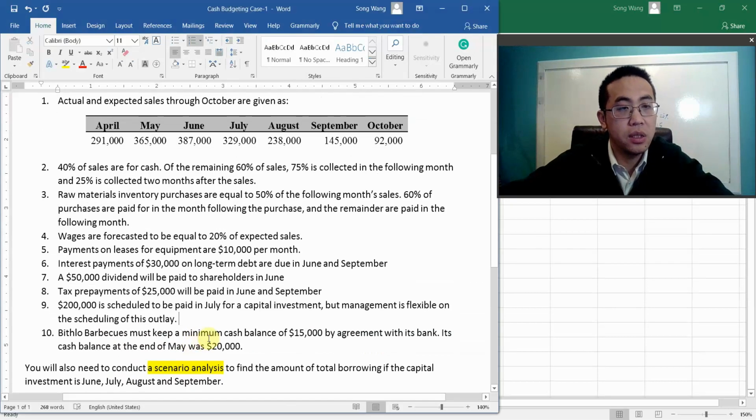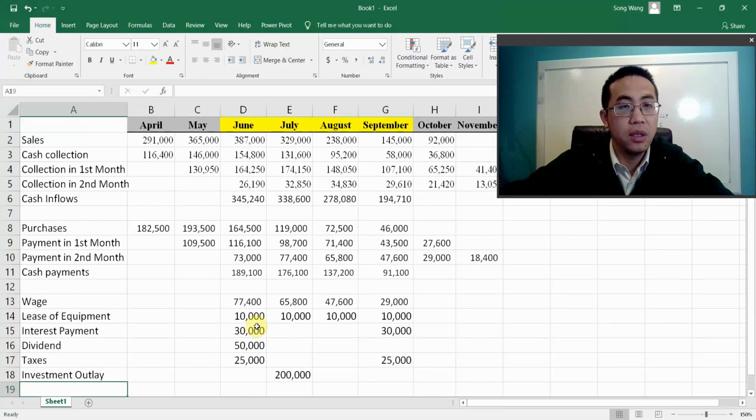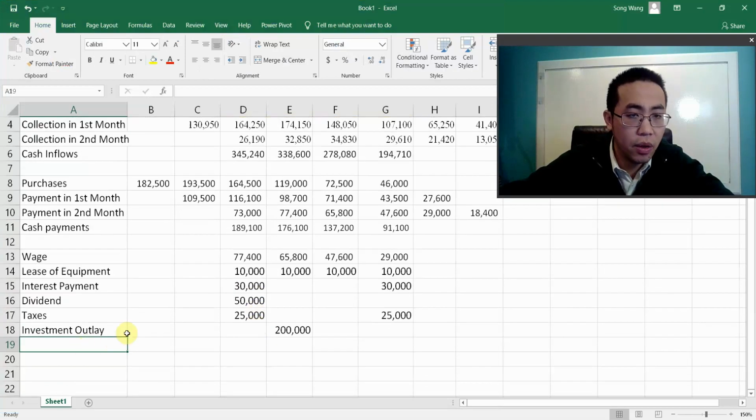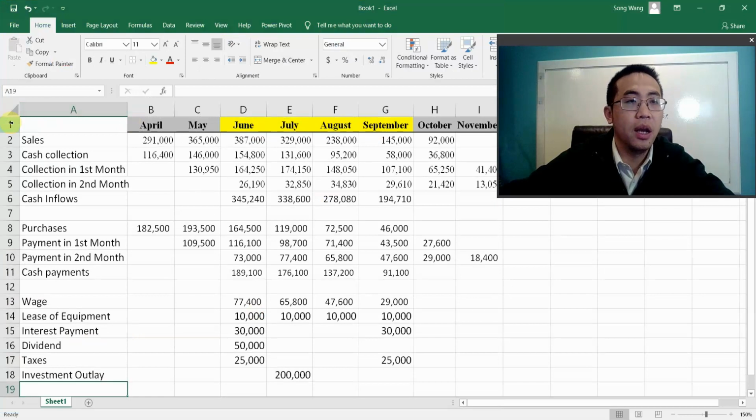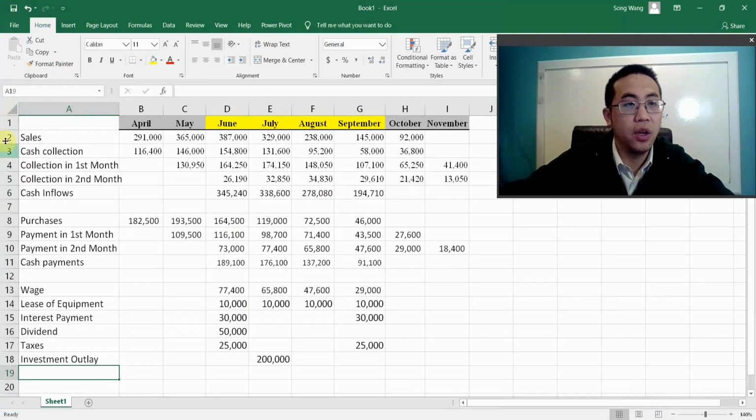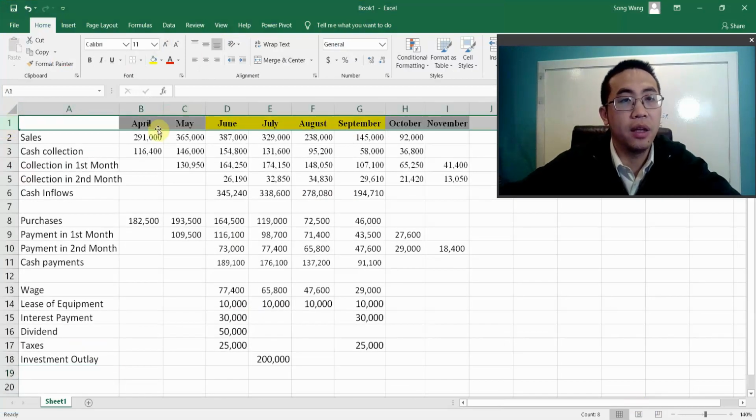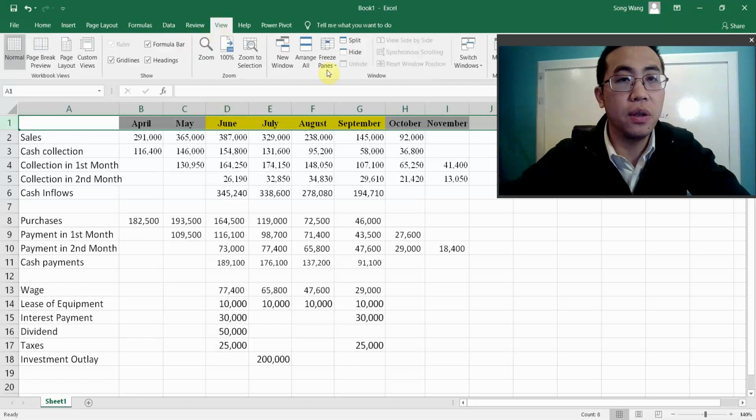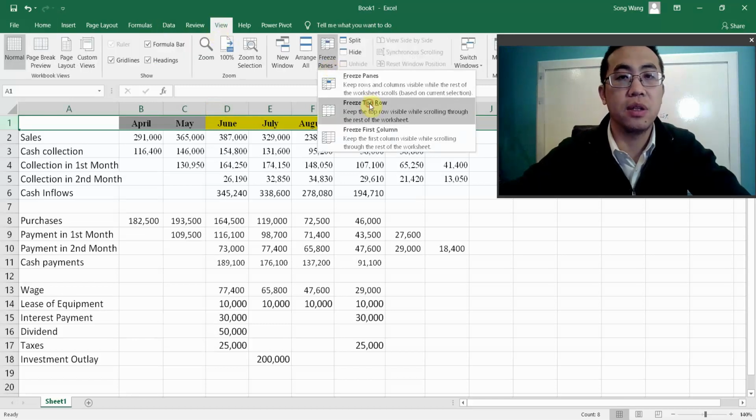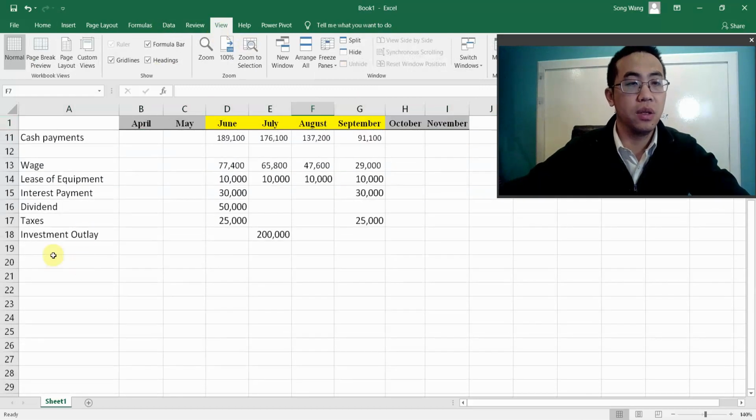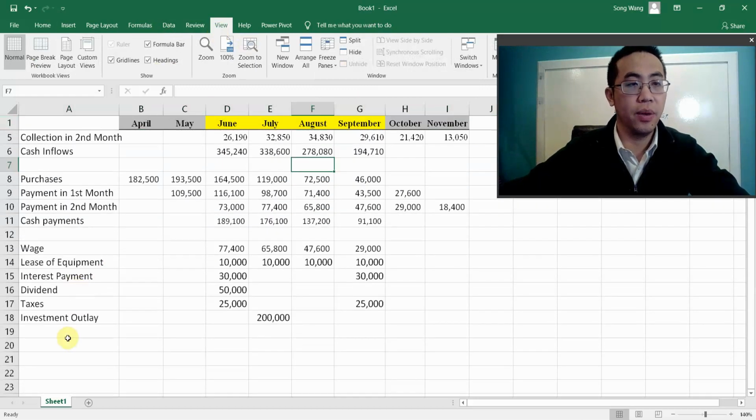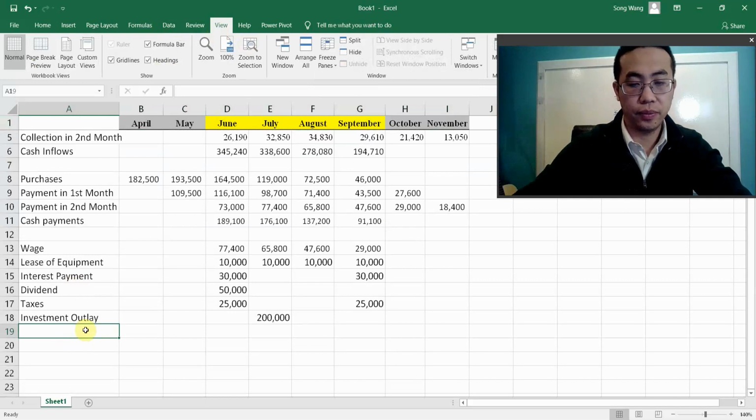And also, here is the most complicated part. The company has to keep a minimum cash balance of $15,000, and its ending cash balance at the end of May was $20,000. So right here we need to do a summary. Let me zoom out a little bit, and I'm going to lock the first row. I will do View, Freeze Panes, just freeze the top row. All right, so I will do a review here. I will see the total cash flow.